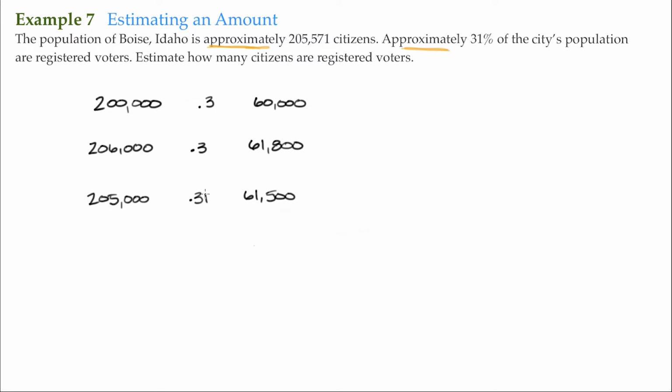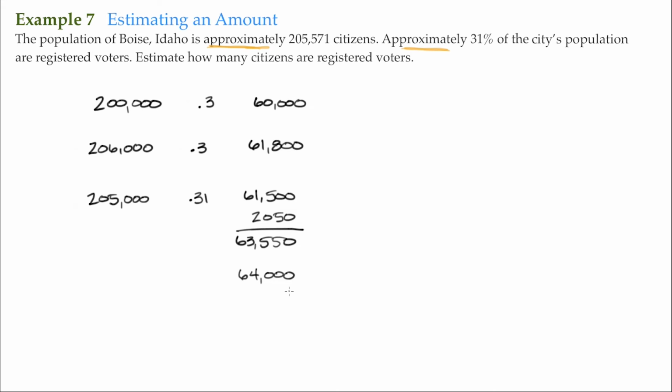Another 1% is another 2,050. We could just go ahead and add these together. That'll give us 63,550. We could then go ahead and round this to 64,000.